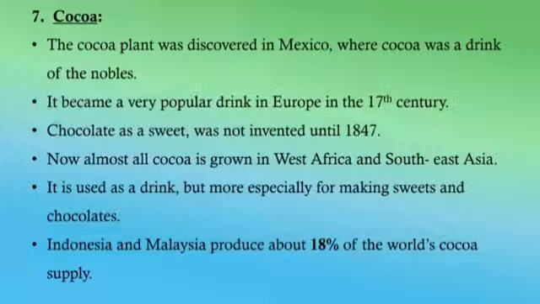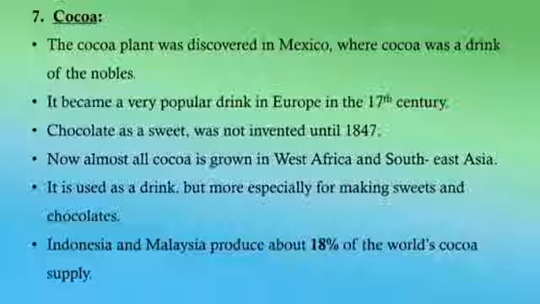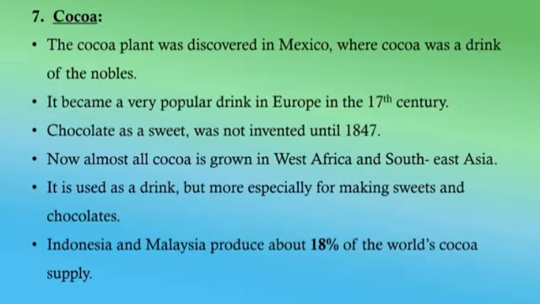Now, almost all cocoa is grown in West Africa and Southeast Asia. It is used as a drink, but more especially for making sweets and chocolates. Indonesia and Malaysia produce about 18% of the world's cocoa supply.